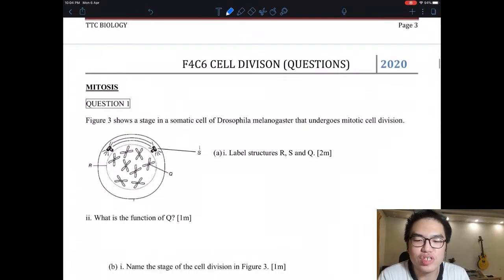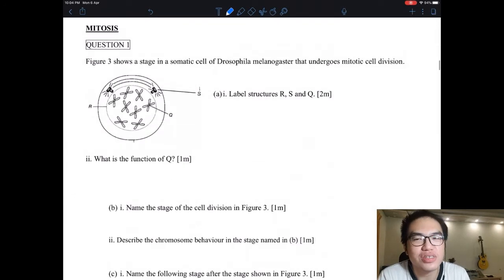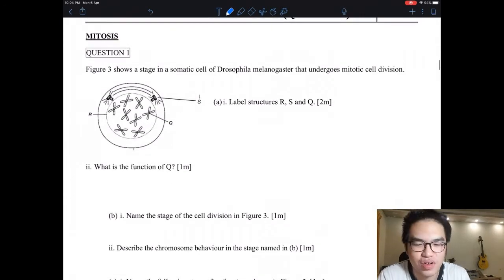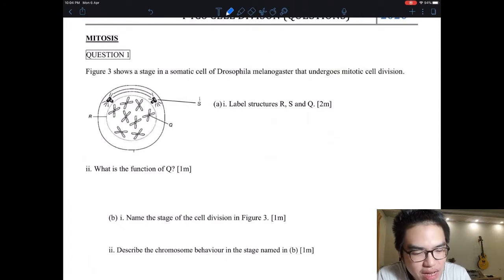All right, let's look at the next question. This is a common question. Just now the previous question was not very common. This is very common. Label R, S, and Q. So what is R? R is my nuclear envelope.